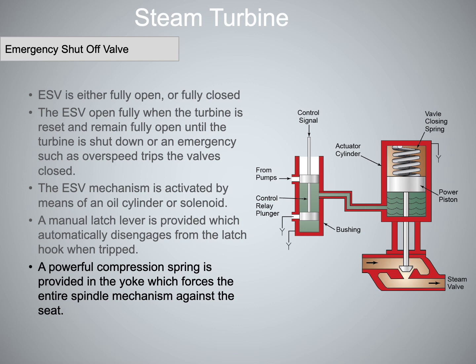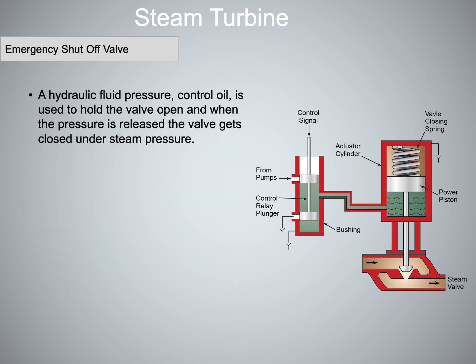A powerful compression spring is provided in the yoke, which forces the entire spindle mechanism against the seat. Hydraulic fluid pressure control oil is used to hold the valve open, and when the pressure is released the valve gets closed under steam pressure.